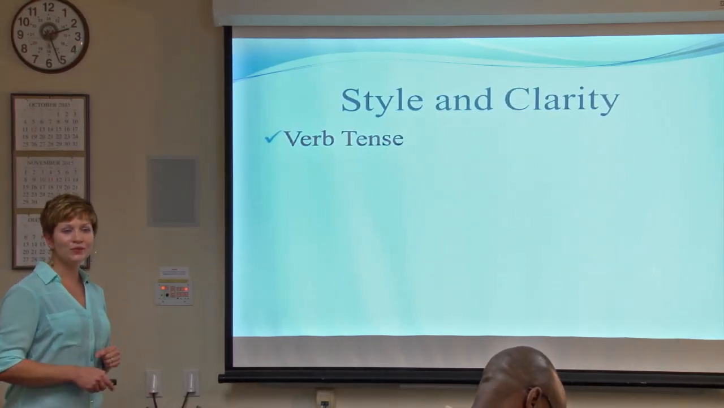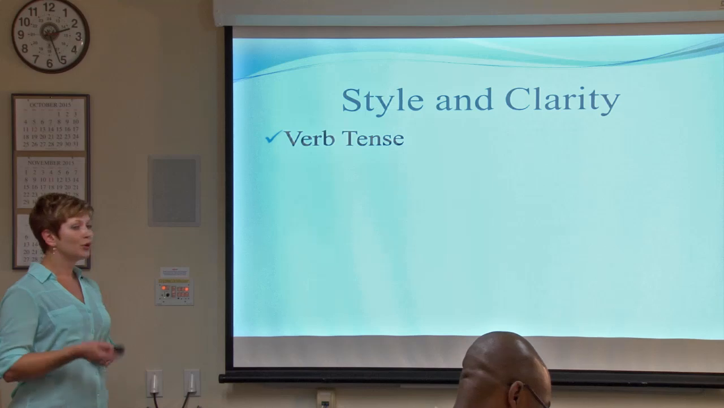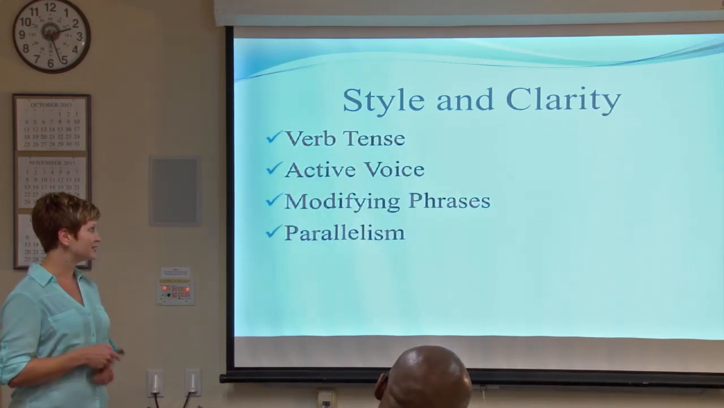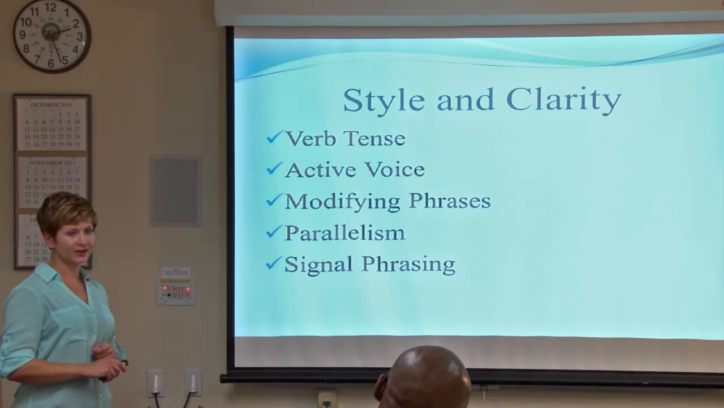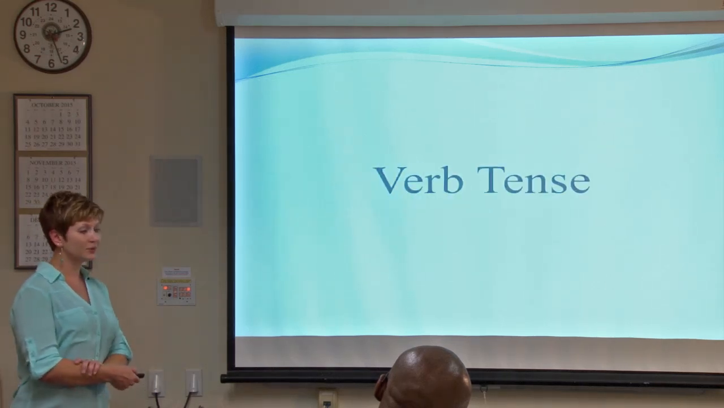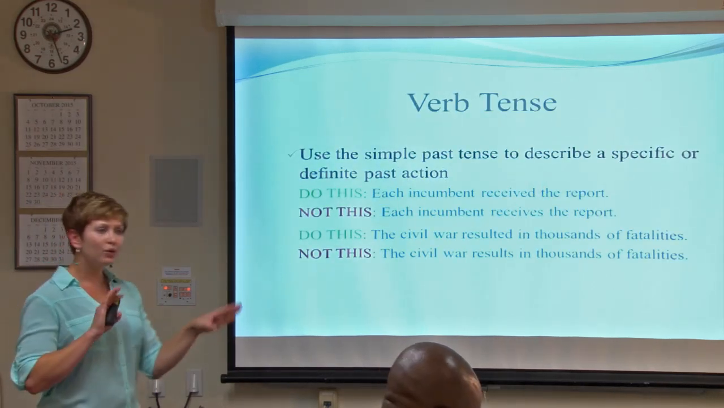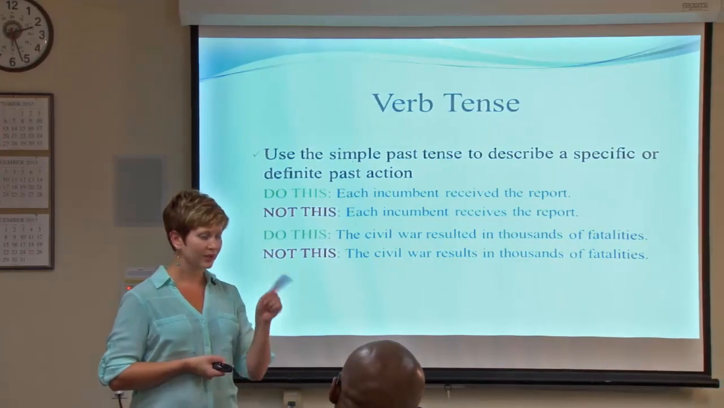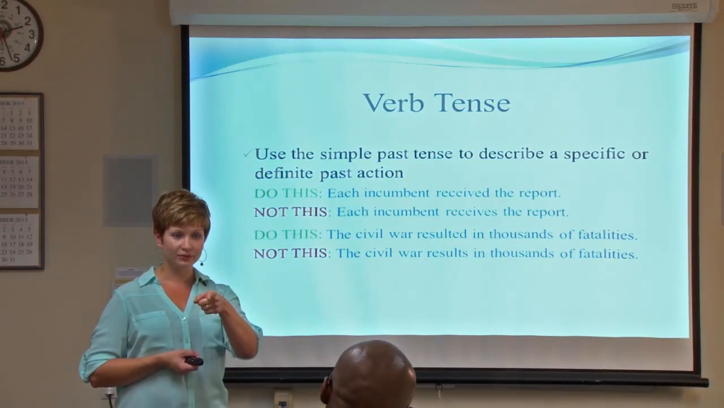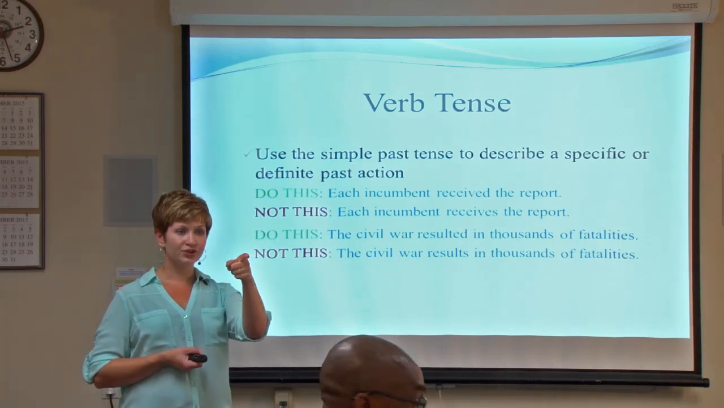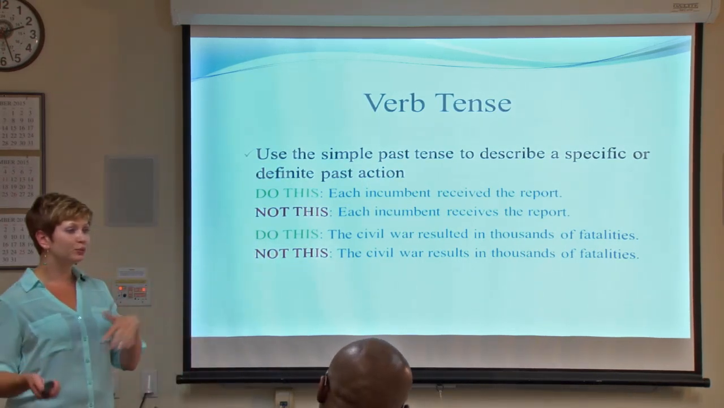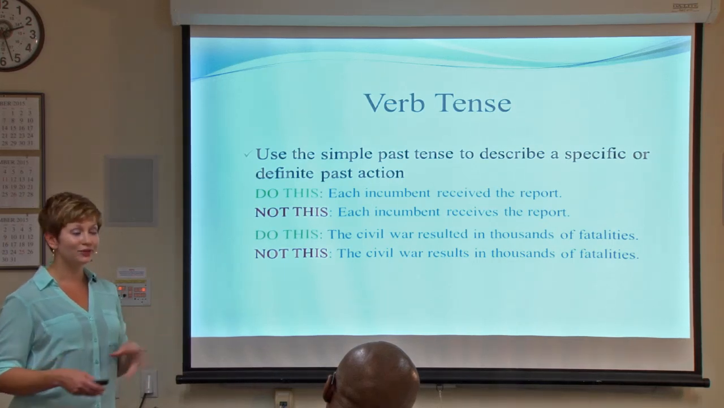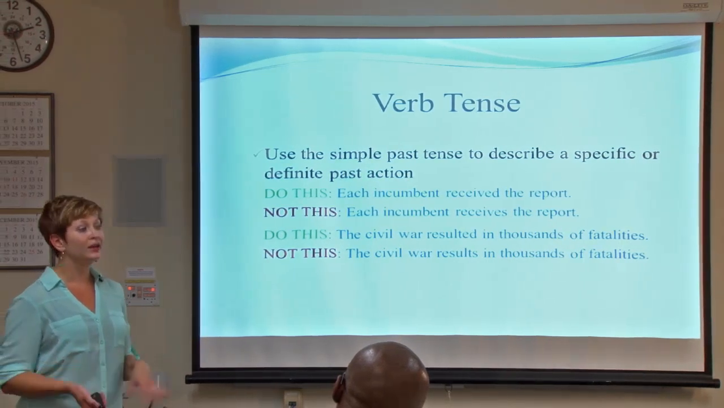Style and clarity. We're moving on to the next section. We will be covering verb tense, active voice, modifying phrases, parallelism, and signal phrasing. Verb tense. Now, what citation styles will you all be using in your different fields? IEEE. You? Chicago? Okay, so IEEE will default to certain rules in Chicago. And that's good because I'm not going to fixate on APA right now.